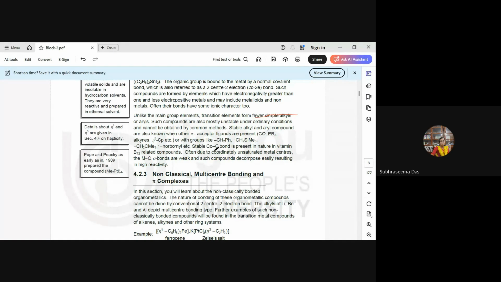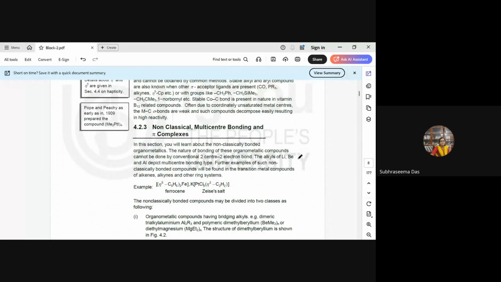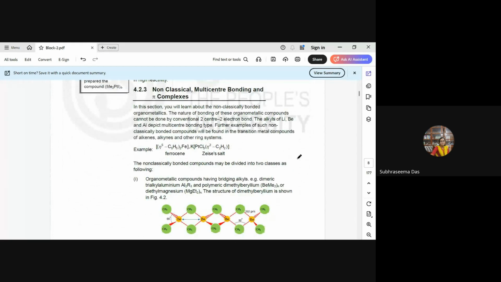Stable cobalt to carbon bond is present in nature in vitamin B12 related compounds, often due to coordinately unsaturated metal centers. The M-C sigma bonds are very weak, and compounds which contain a metal-carbon sigma bond decompose easily, resulting in high reactivity. Then coming to non-classical multi-center bonding and pi complexes. The nature of bonding in pi multi-center complexes cannot be explained by the 2C2E bond.